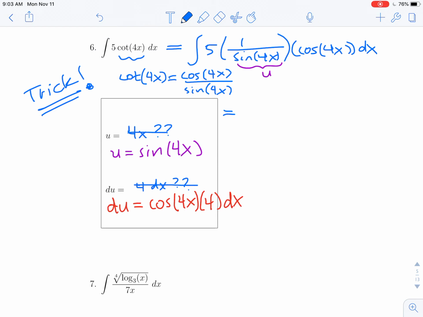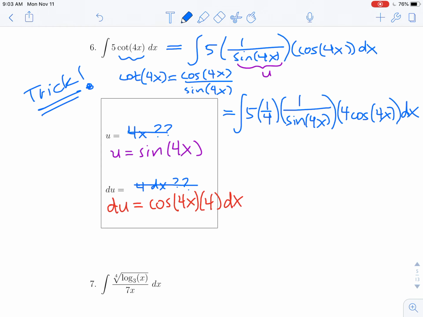So let's modify this a little bit. All we need is a 4. So let's do the indefinite integral of 5, throw in a fourth, times 1 over sine of 4x times 4 cosine 4x dx. And so this 4 cosine 4x dx, now we finally found du. And we already found our u before, it was sine of 4x. So now we're ready to do the substitution.